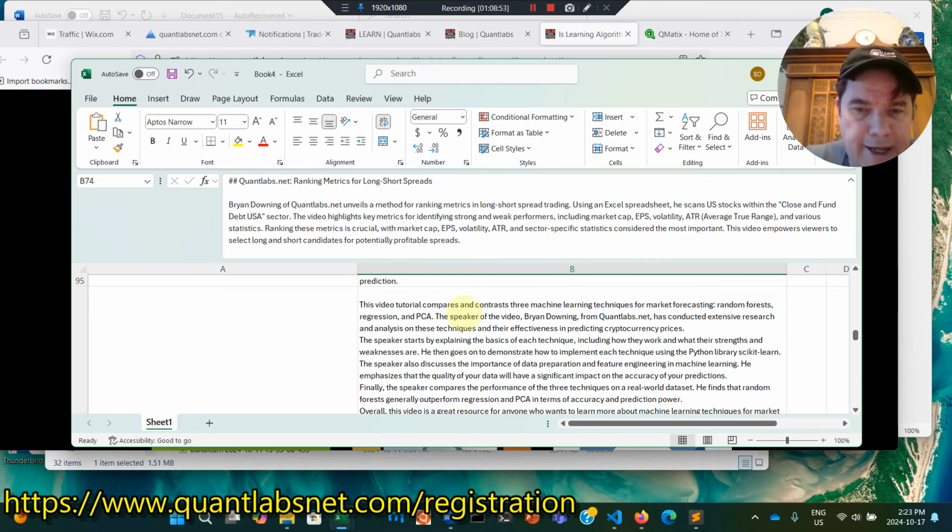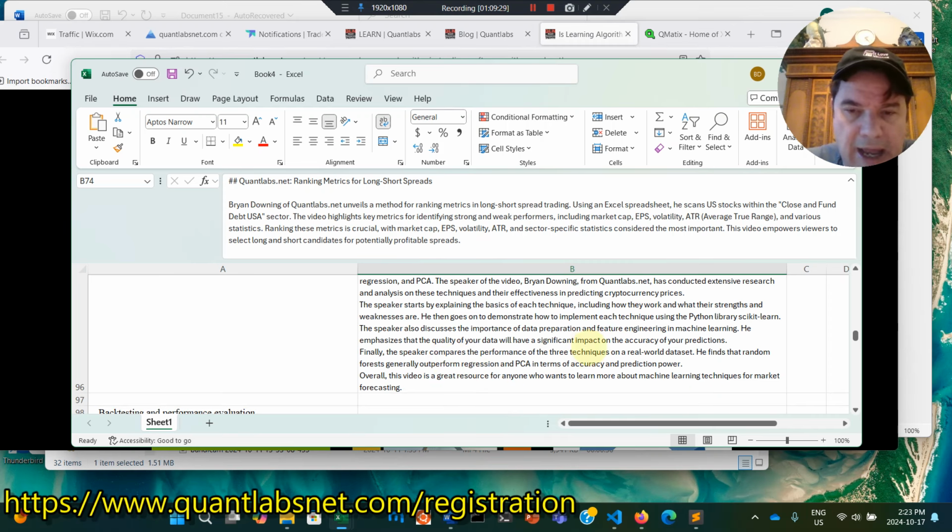Okay, one more. Consists of three machine learning techniques for market forecasting. Again, a random forest regression and PCA. Conduct extensive research and analysis on these techniques and effectiveness in predicting crypto prices. Basics with each technique, how and why they work, and their strengths and weaknesses. Demonstrates the implementation of each using the Python library, again scikit, showing how to prepare, feature engineer the machine learning, and the quality of the data will have a significant impact on the accuracy of your prediction.